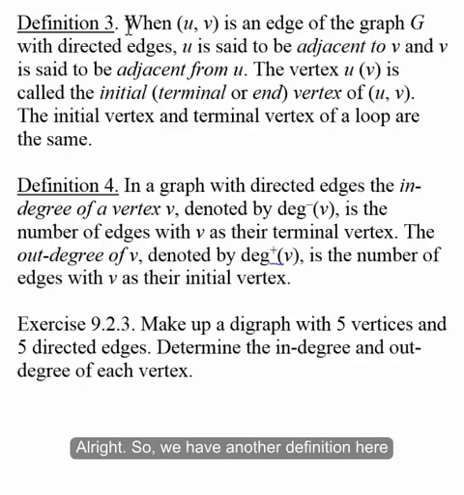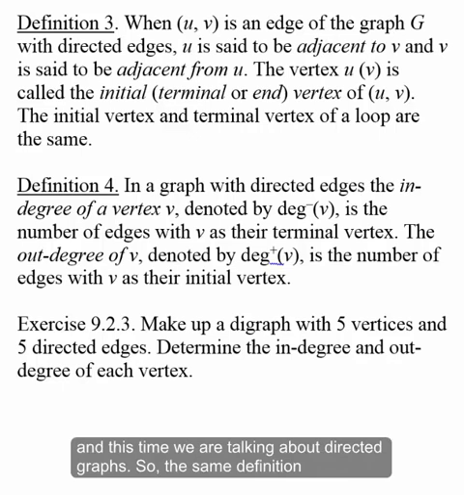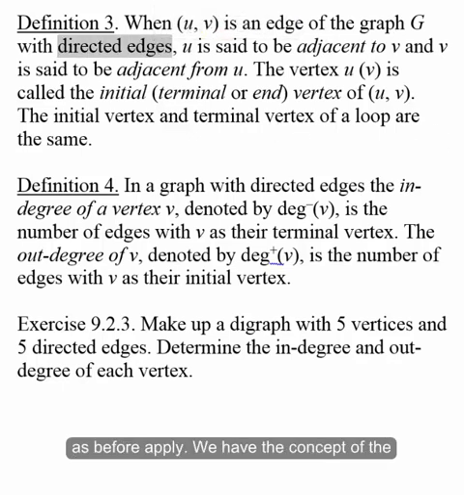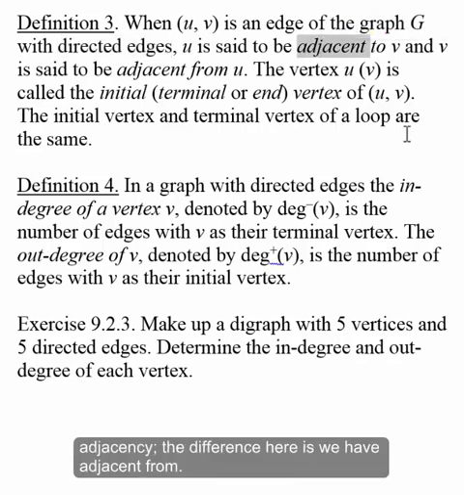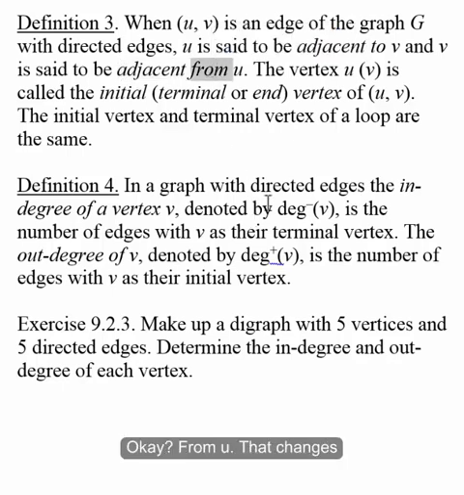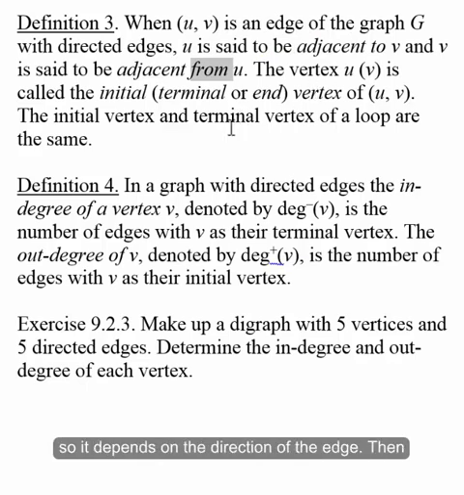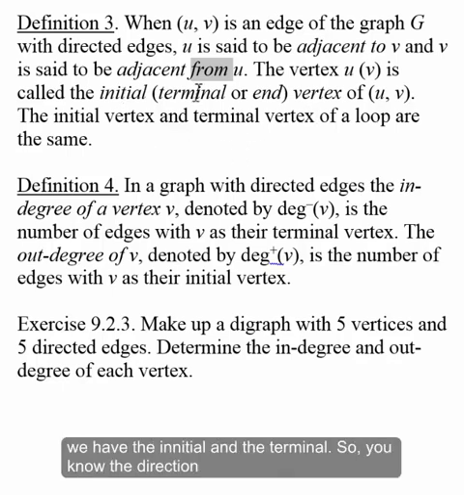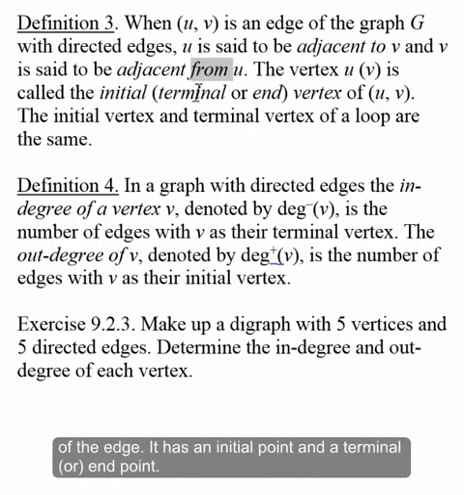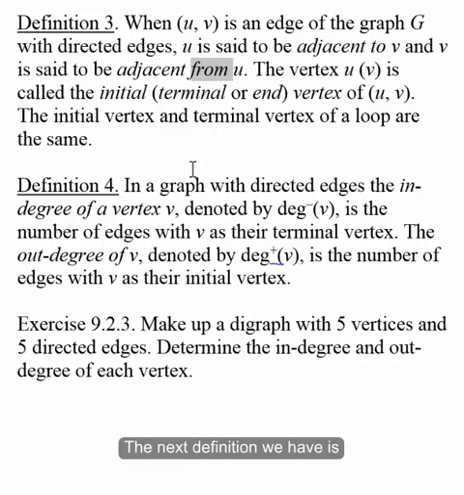All right, so we have another definition here. This time we're talking about directed graphs. So the same definitions as before apply. We have the concept of adjacency. We have adjacent, the difference here is we have adjacent from U. That changes, it depends on the direction of the edge, and then we have the initial and the terminal because it's a directed graph. So you know the direction of the edge. That has an initial point and a terminal or endpoint.